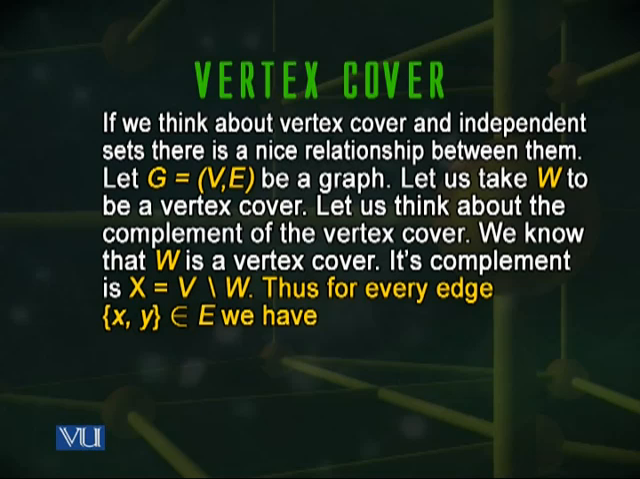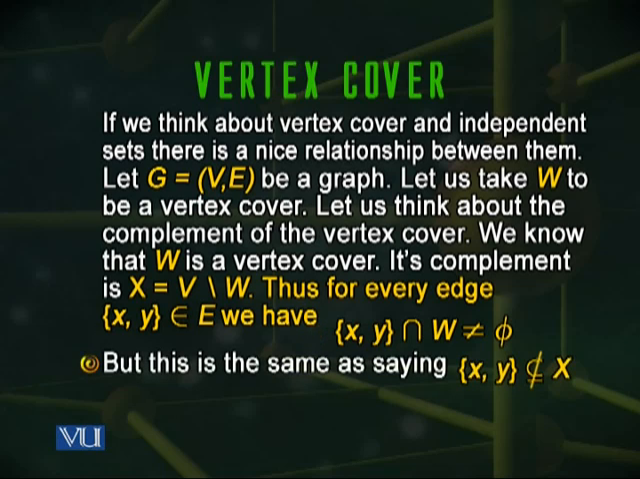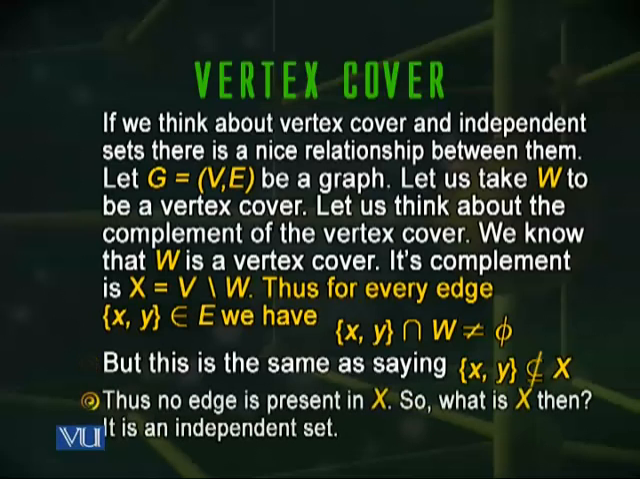So I look at all the vertices that are not in W and see what is the condition that says that W is a vertex cover. What does it tell me about X? Well, if I look at any edge in the graph, I know that this edge must intersect W. So if x comma y is an edge, its intersection with W is not empty. But this is the same thing as saying that {x, y} is not a subset of X, which is the same thing as saying that no edge is present in X. So what is X then? Well, X is an independent set.